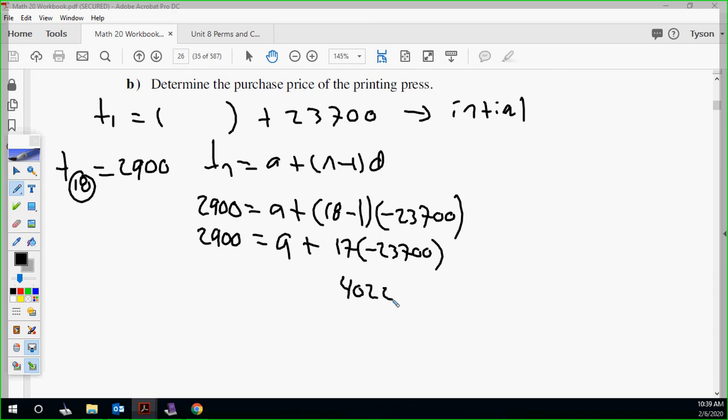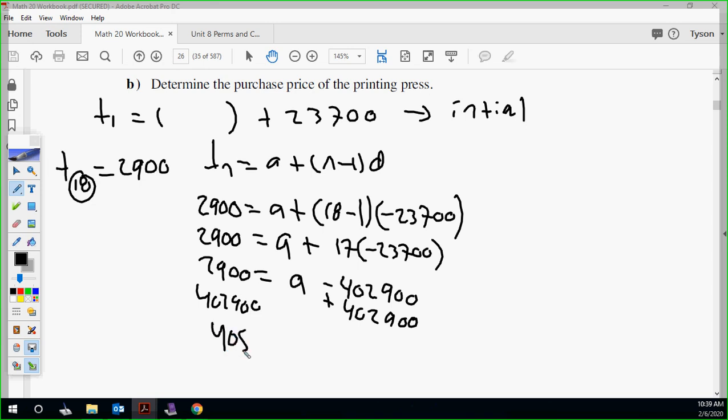402,900? Yeah, thanks. So it's negative 402,900. And it's a negative because remember we were decreasing. And so now we're going to add this over, like so. And that's what our A is going to be. So our A would be 405,800, right?